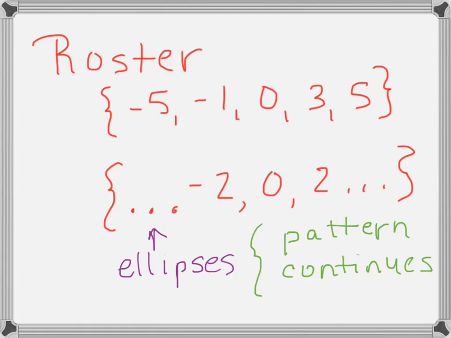So you would have ... negative 2, 0, 2, ... Those little dots are called ellipses. And I'm pretty sure you would know that the numbers after negative 2, 0, 2 are 4, 6, 8. And the numbers before negative 2 are negative 4, negative 6, negative 8. You can see that there's a pattern there.